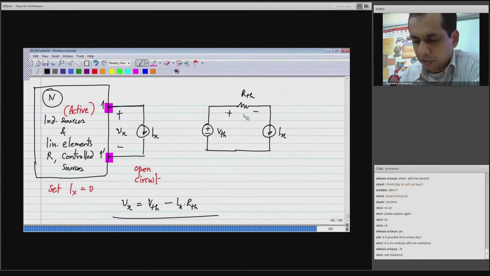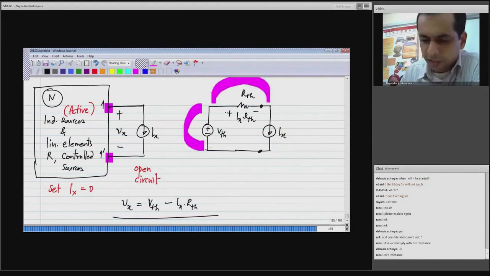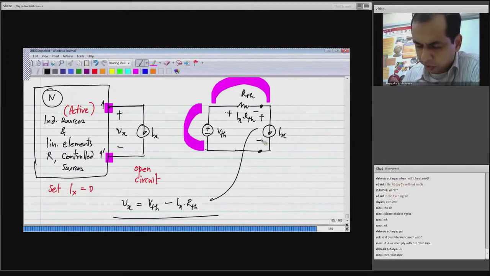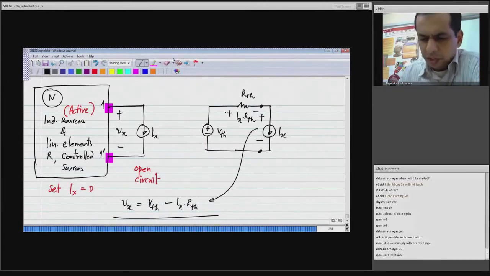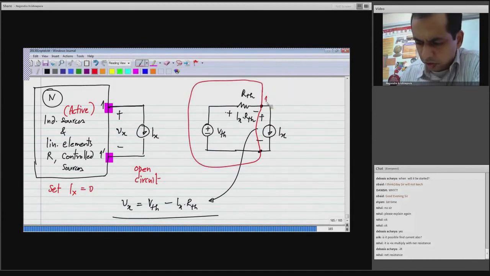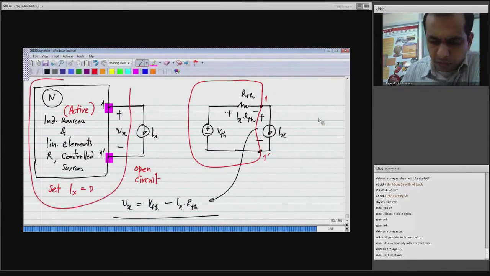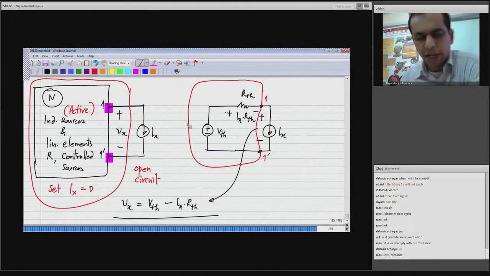So the voltage drop across this is Ix RTH, and the voltage between these two terminals will be VTH minus Ix RTH. So the voltage here will be exactly the same as that one. So this entire thing here, this is terminal 1, 1 prime. Whatever is inside this red box is equivalent to the original complicated circuit N between the terminals 1, 1 prime. So it's only that which is equivalent.